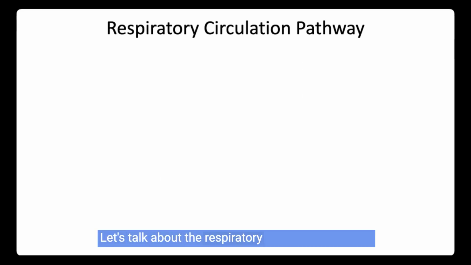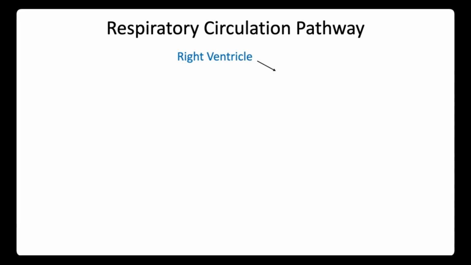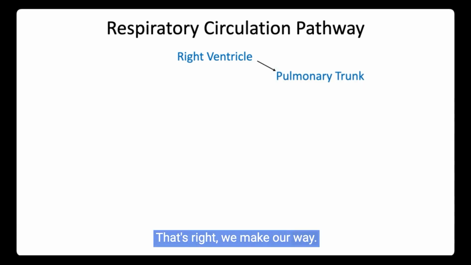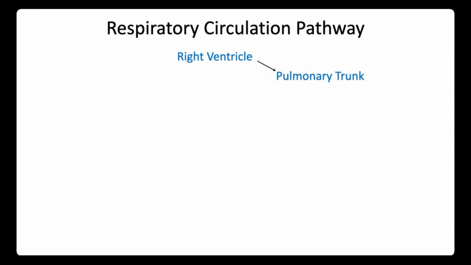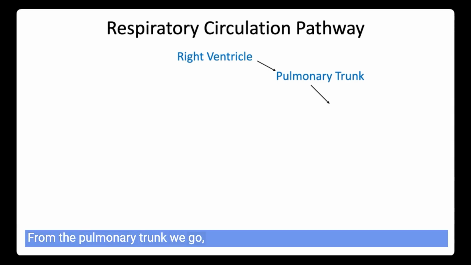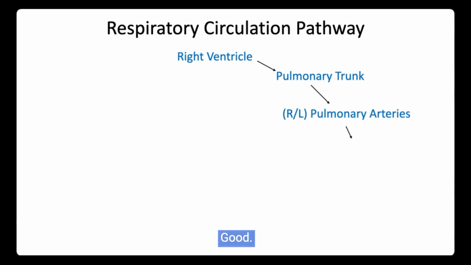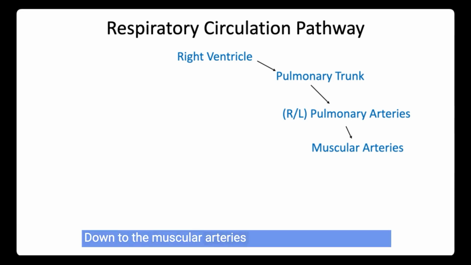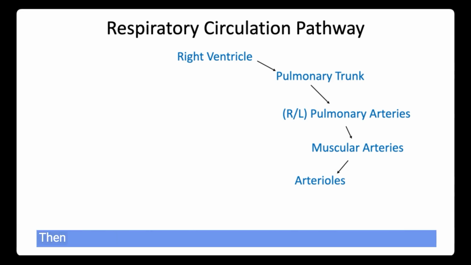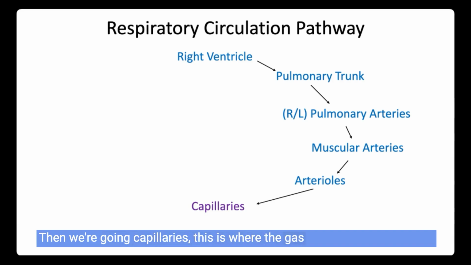Let's talk about the respiratory circulation pathway. We start with the right ventricle, then we make our way. That's right. We make our way to the pulmonary trunk. From the pulmonary trunk, we go, that's right, right and left pulmonary arteries. Good. Down to the muscular arteries. And then we go arterioles. Then we're going capillaries. This is where the gas exchange is happening.